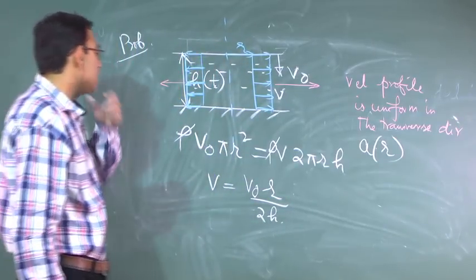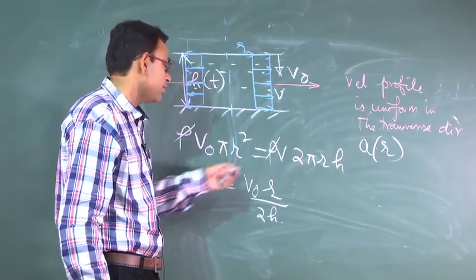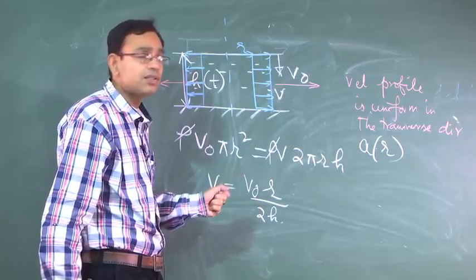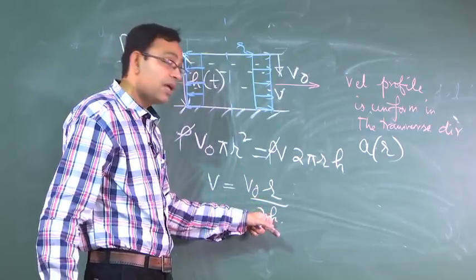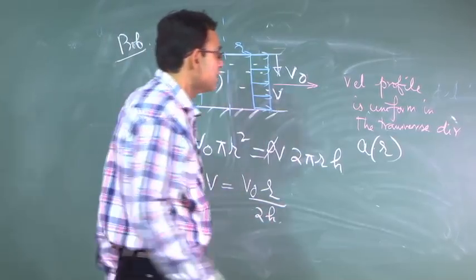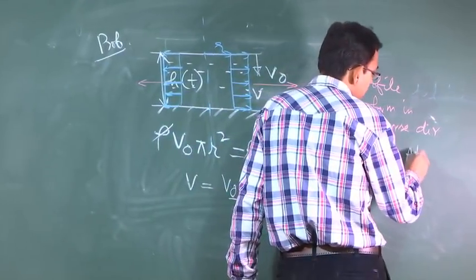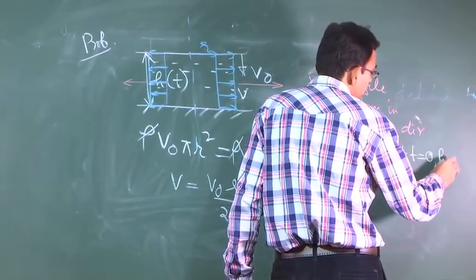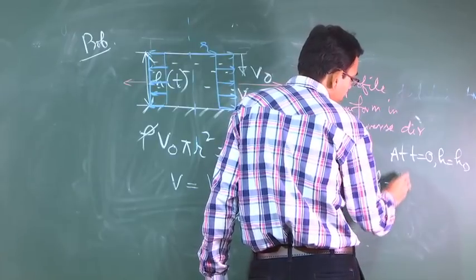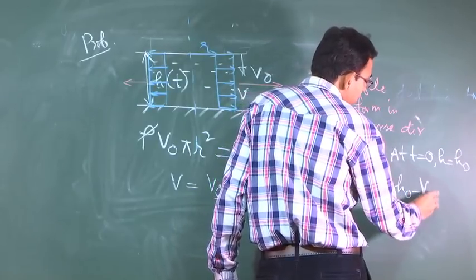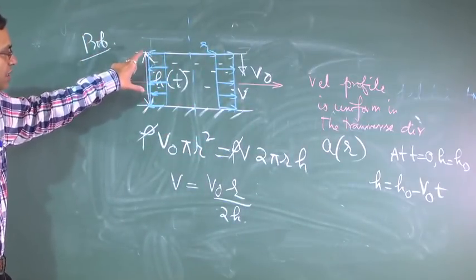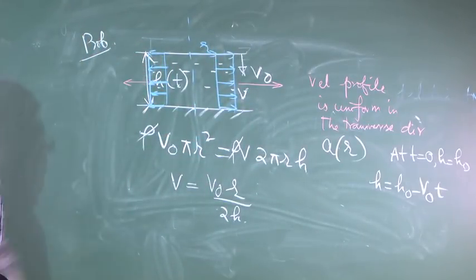So, it is a one dimensional problem in a sense that V is a function of r, but V is also a function of time. How is V a function of time? V is a function of h and h is a function of time. So, at time equal to 0, say h is equal to h naught. So, at time equal to t, h will be h naught minus V0 into t if V0 is uniform. So, this gap is reducing, initially h naught and then it is coming down.